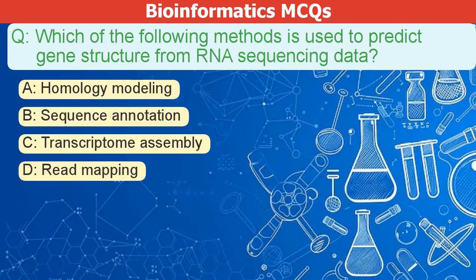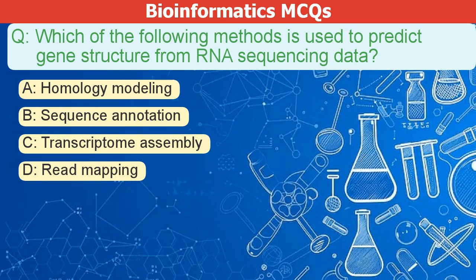Which of the following methods is used to predict gene structure from RNA sequencing data? A. Homology modeling. B. Sequence annotation. C. Transcriptome assembly. D. Read mapping.